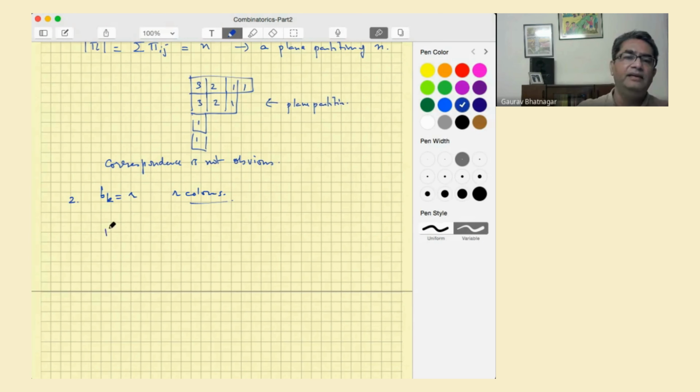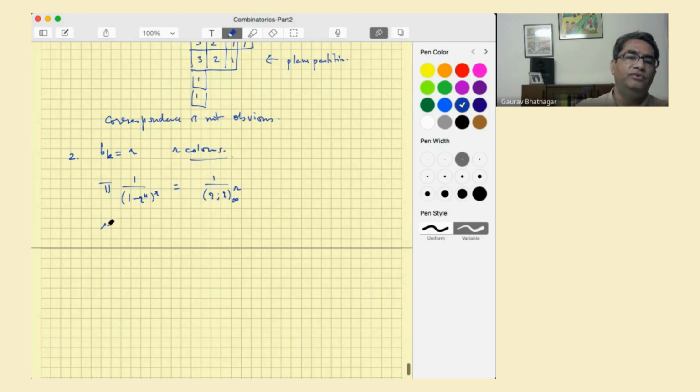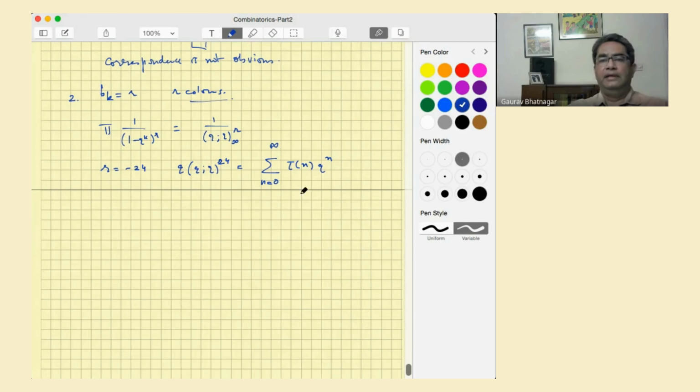Okay, so then we have this kind of equation, which is q infinity raised to the power r. So, for example, r is equal to minus 24. And if I multiply by q, then this is known as the tau function.